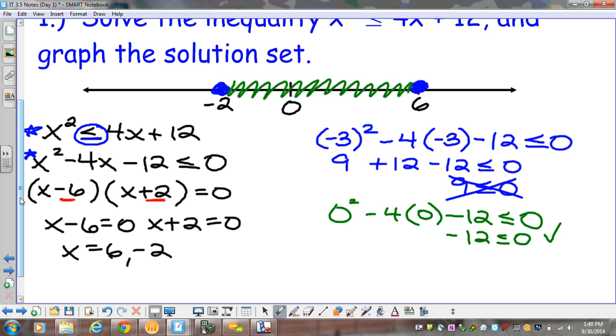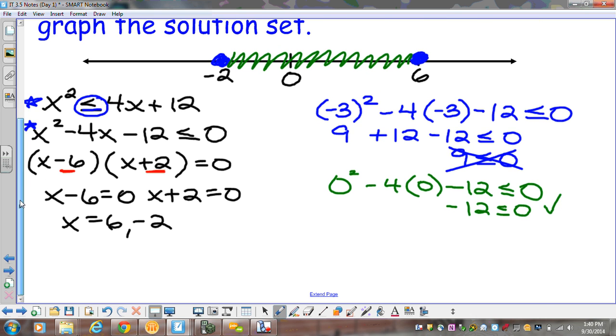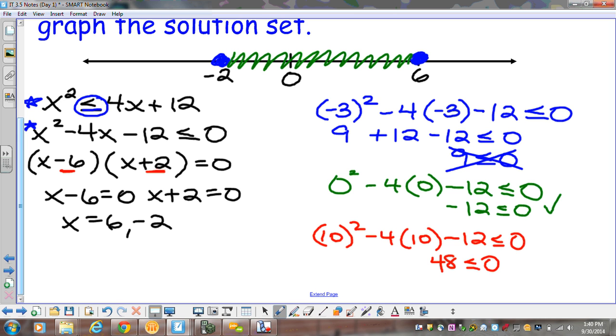That's not always the case, but typically that's going to be the case. All right. So just to make sure, let's plug in another point that's past 6. 7. All right. What else could I plug in? 8, 9, 10, anything like that. Let's plug in 10, just for kicks and giggles. All right, so 10 squared minus 4 times 10 minus 12. So it's 100 minus 40, which is 60. 60 minus 12 is 48. Is 48 less than or equal to 0? No, it is not. So that is not a true statement either, which means I'm not going to shade there.